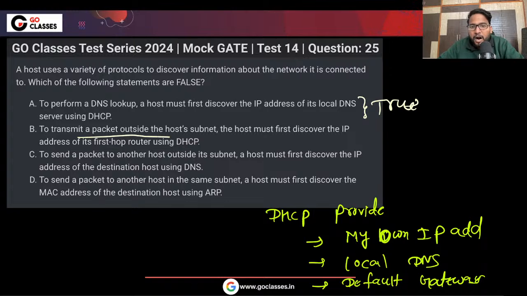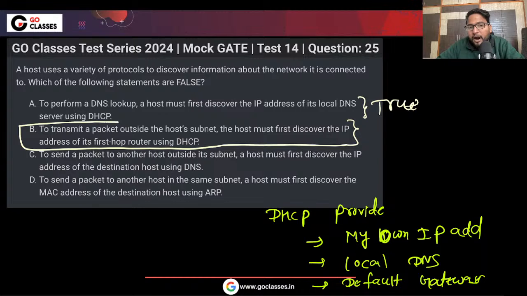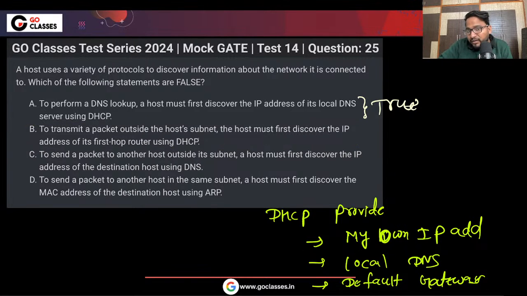To transmit a packet outside the host subnet, a host must first discover the IP address of its first hop router using DHCP. No. If it wants to send a packet outside the network, then first of all it should know what the IP is, right? If it doesn't know the IP, then it will be done using DNS, not using DHCP. So it should be DNS here. That's why this is false, and that's why this is true.